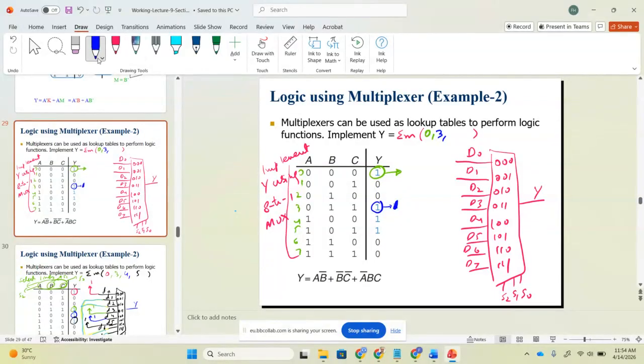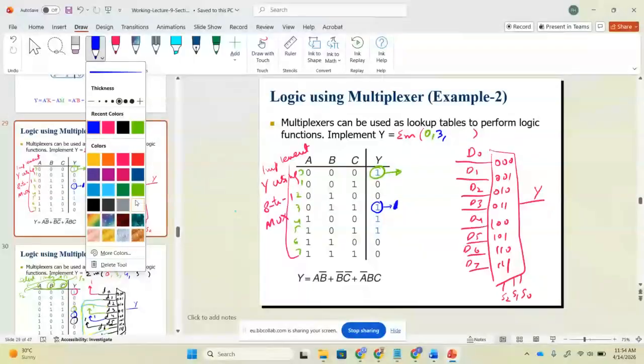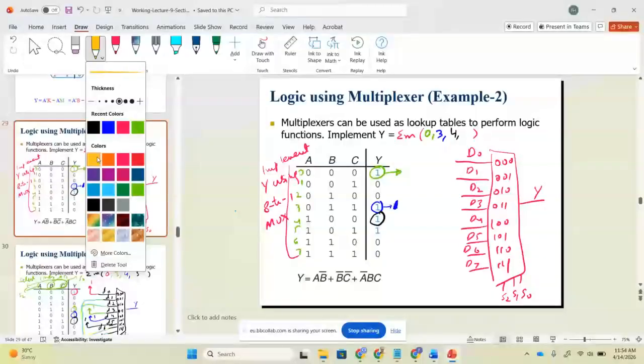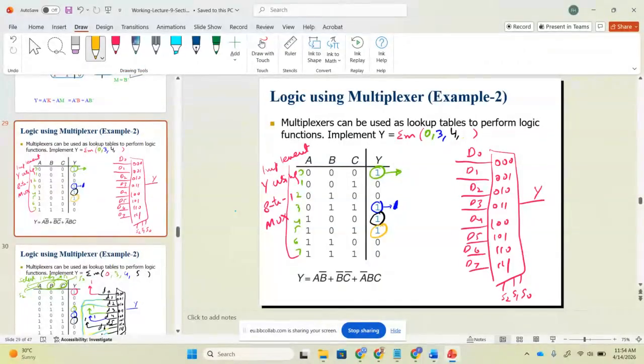What about this color? So let's assume I'm making a black color. What should I write here? Help me. 4. And now I'm using another color. So let's assume I'm using the orange color, which is actually 5. So this is so simple.